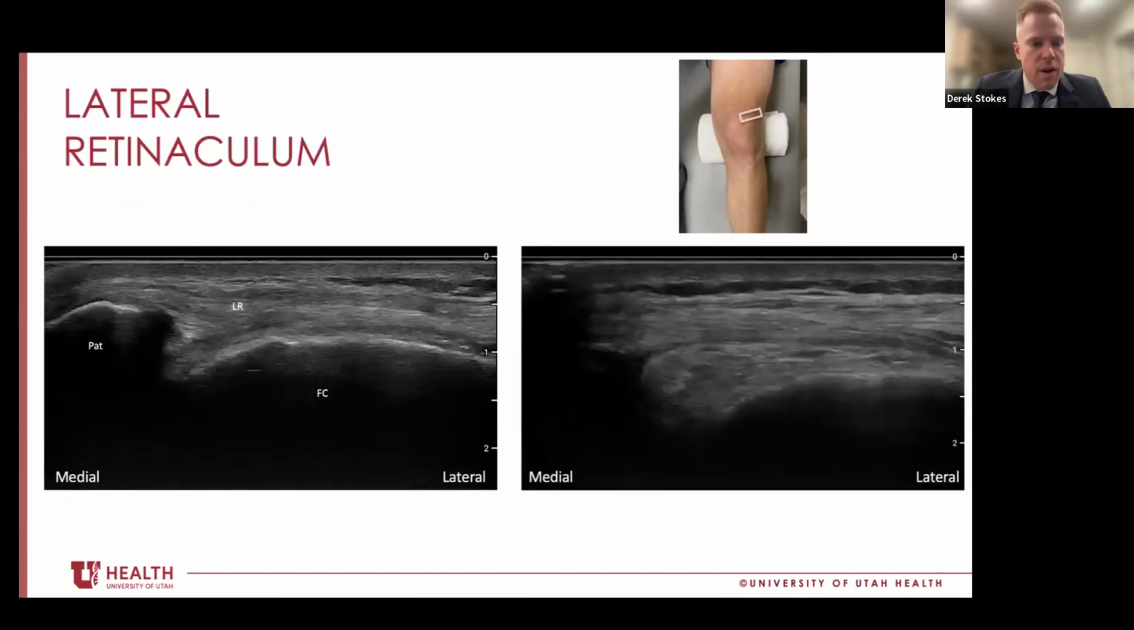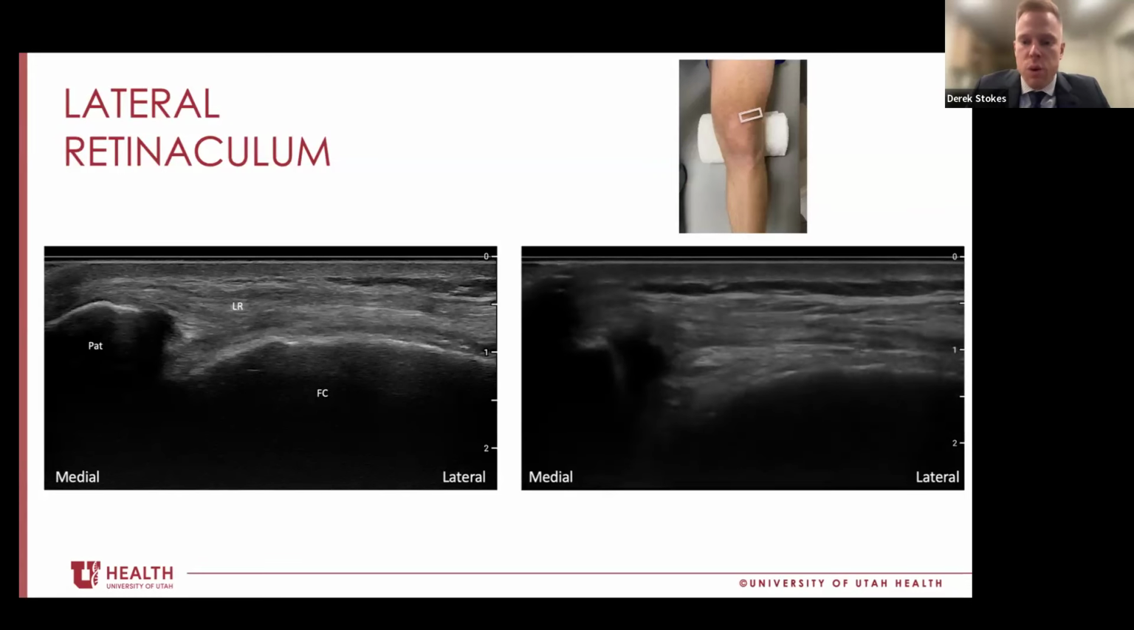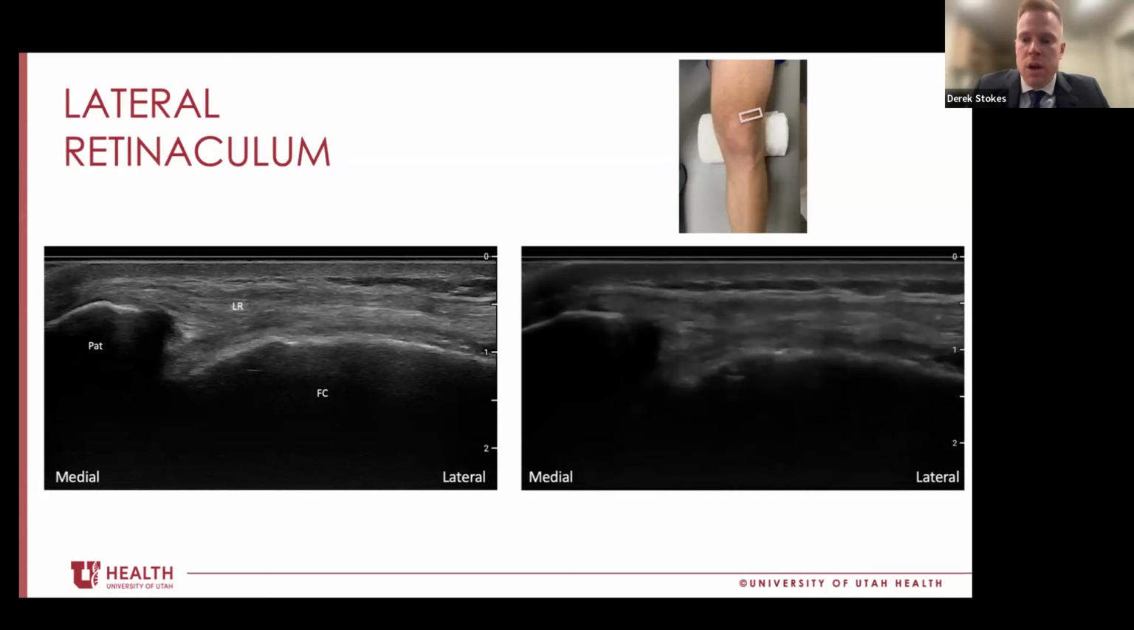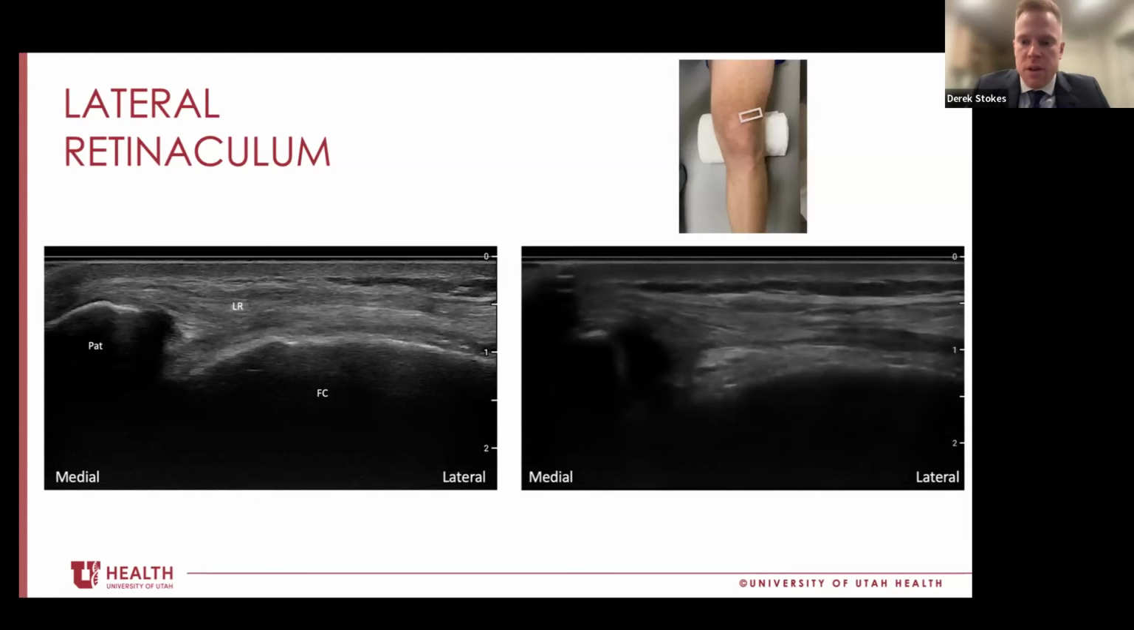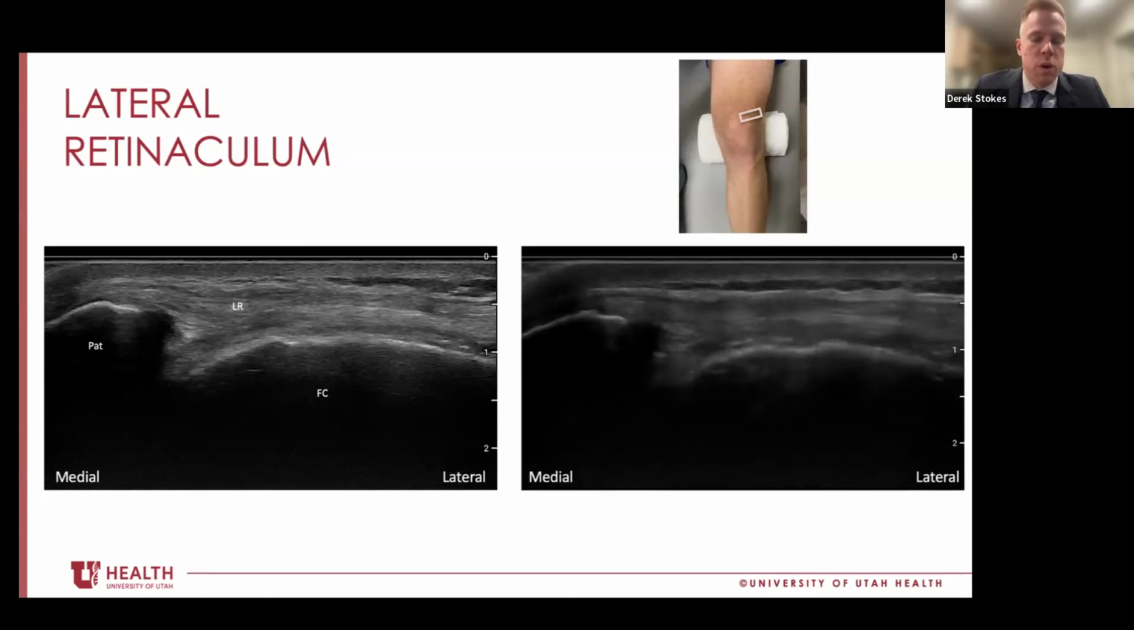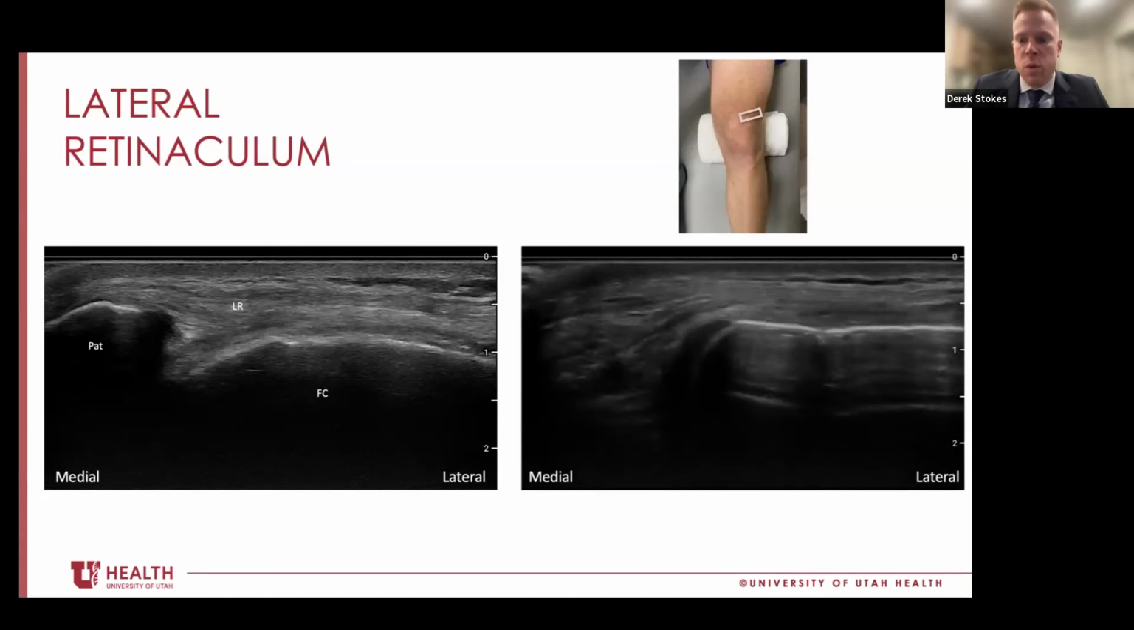For the lateral retinaculum, as you can see on the bottom or the left image, is not quite as well defined as the medial retinaculum, and it's a bit underwhelming on ultrasound. We'll scan through on the right image, showing the entirety of the retinaculum, and we don't see any obvious defects. Therefore, we call this a normal lateral retinaculum as well.